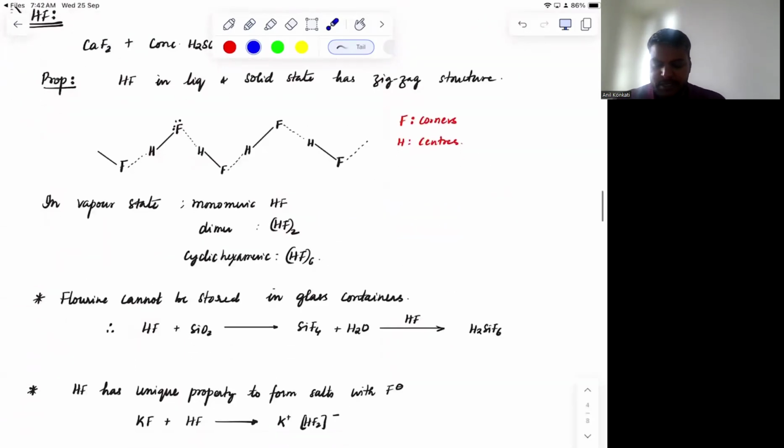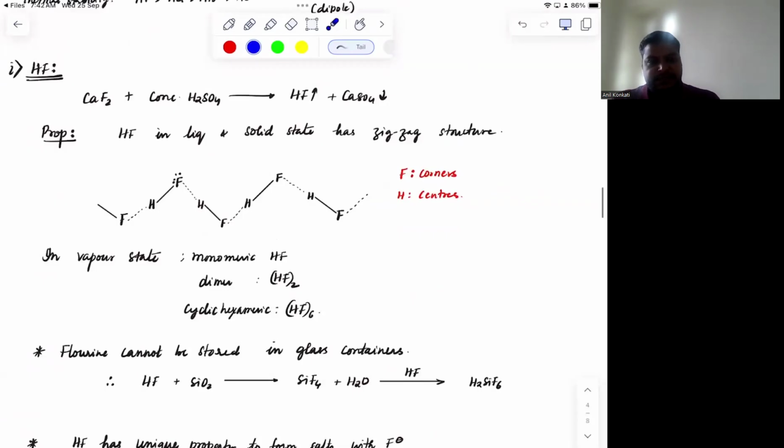Let us see first the preparation of HF. What is there in HF? I have only taken the part of NCERT that is given. Otherwise, we have to discuss a few more important things also, which I'll discuss as we go ahead. See, CaF2 when you treat with concentrated H2SO4 will give you HF and calcium sulfate.